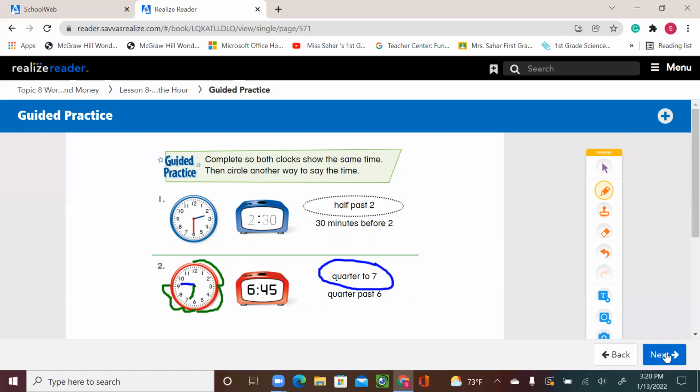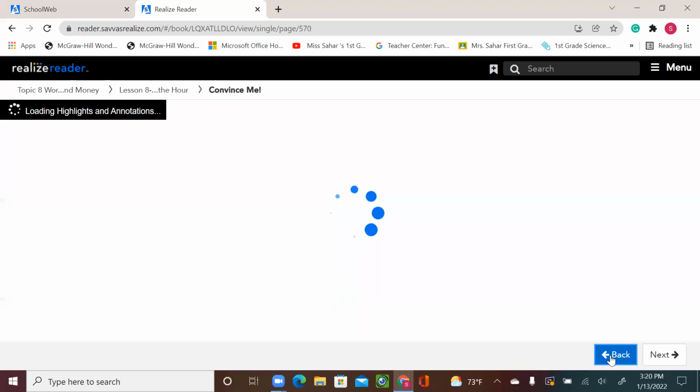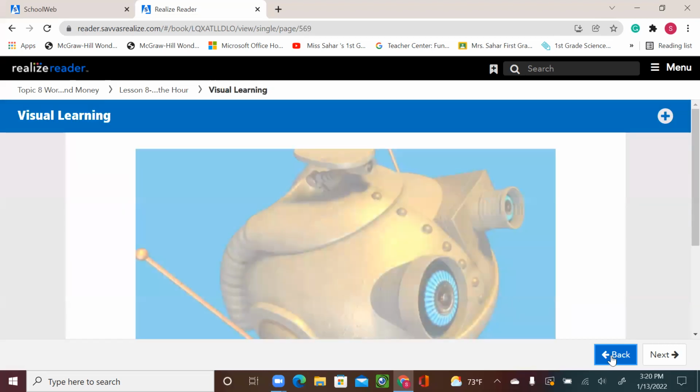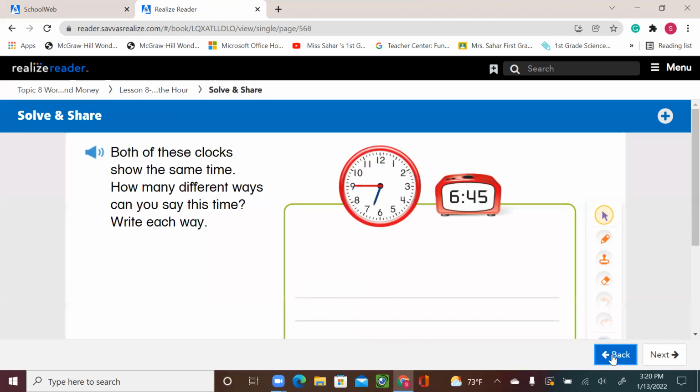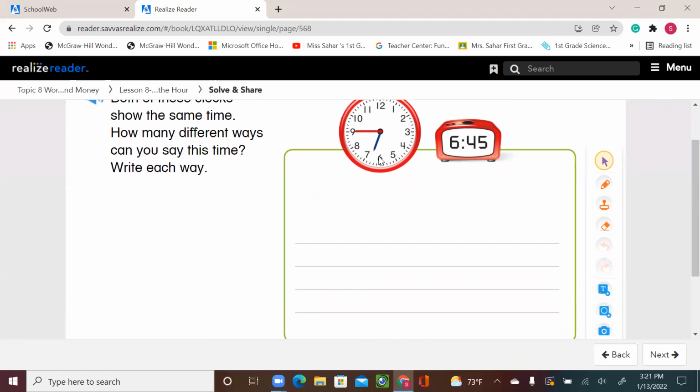All right. Let's go to the first question we have and answer it together. Both of these clocks show the same time. How many different ways can you say this time? Write each way. All right. So I can see that this is 6:45. So I can write down 6:45.